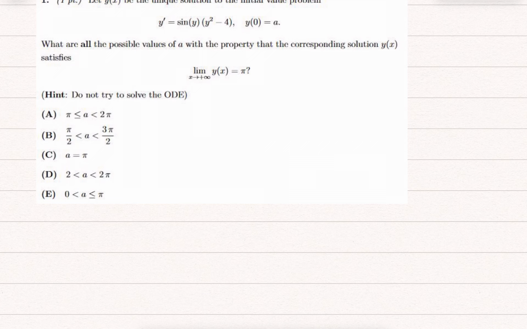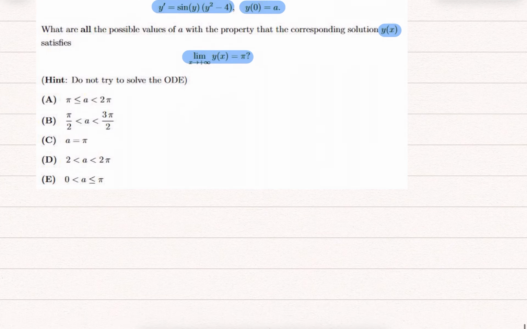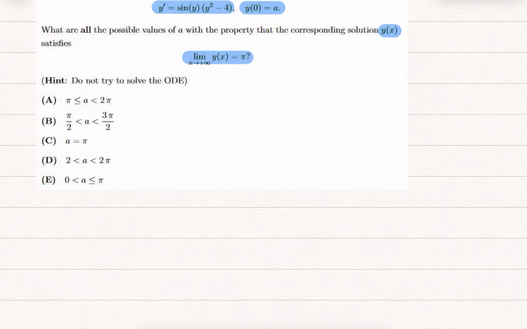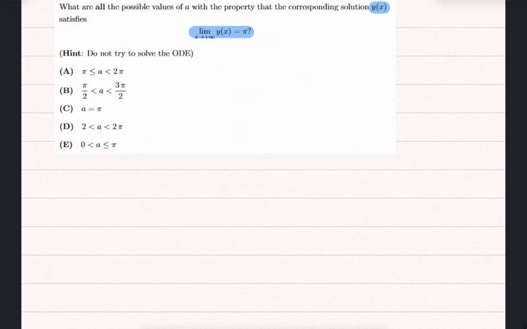So y at x be a unique solution. You got y at 0 equals a. You got y prime equals sine of y, and then that. All possible values of a with the property that correspond to the solution y at x and satisfies this. Okay, so my solutions would lie when that differential equation equals 0, right?